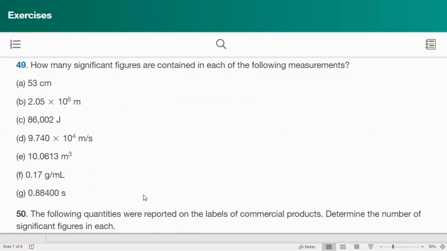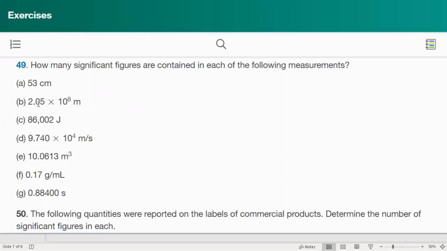How many significant figures are contained in each of the following measurements? Since we've been going through these exercises, let me try to guess. Try to do it just in my head. This looks like 2, and the answer key says 2. This looks like 3.